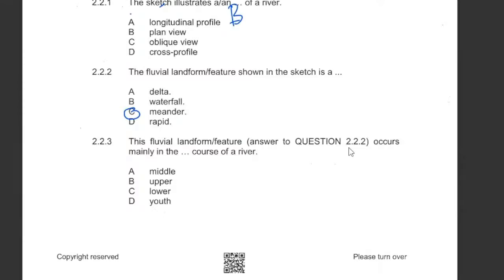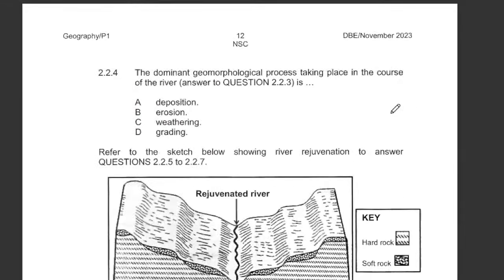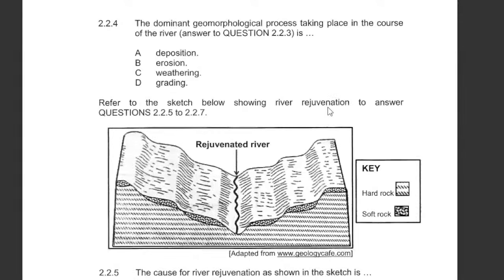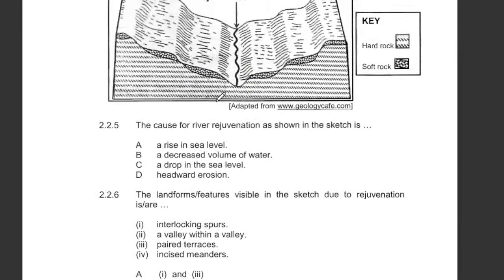Now, the fluvial landform feature on the sketch occurs mainly in which course? Middle, upper, lower, or youthful stage? So it's the lower. The dominant geomorphological process taking place in this course we have just mentioned is deposition. Now, for the next one. The cause of river rejuvenation shown in this sketch is what? When you check here, a rise in the sea level is wrong. A decrease in the volume of water can't cause a drop in the sea level, then headward erosion. So the answer becomes C.